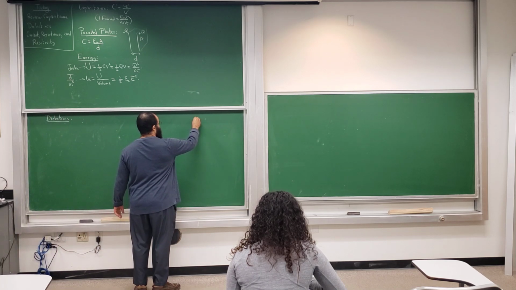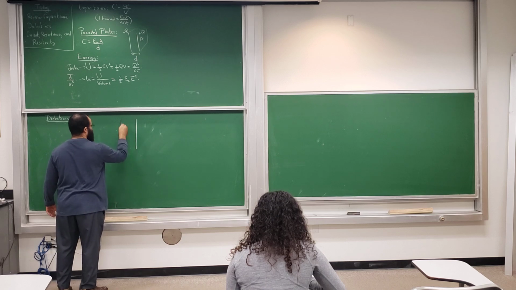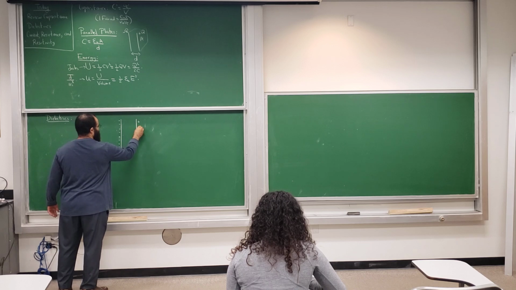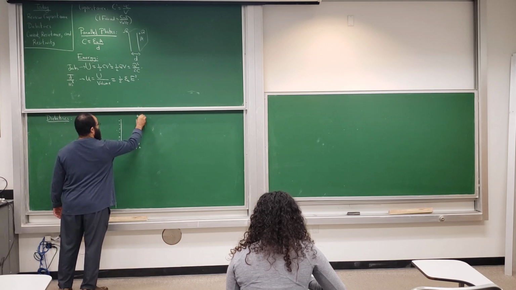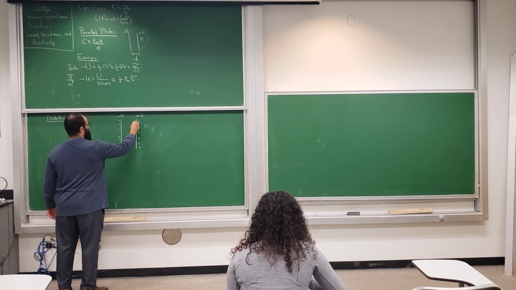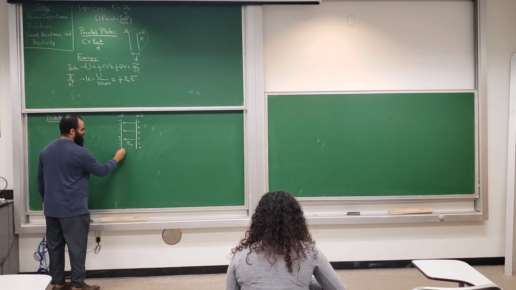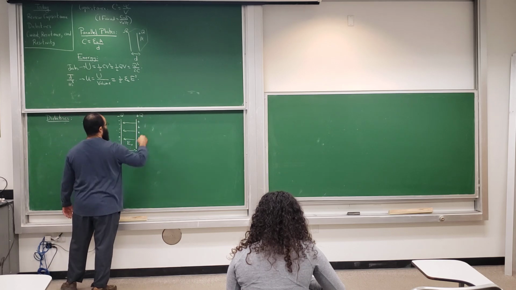So here is a capacitor. Here is minus. Here is plus. And this is plus Q. This is minus Q. And the electric field is this way. Let's call it E0, E naught. The distance is D. And of course the area is A.